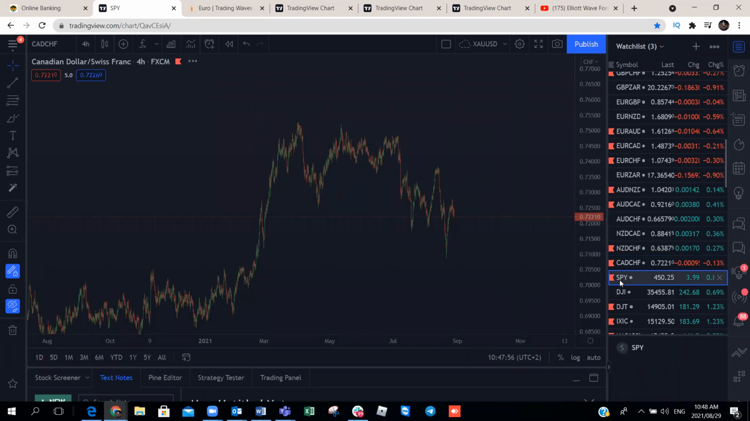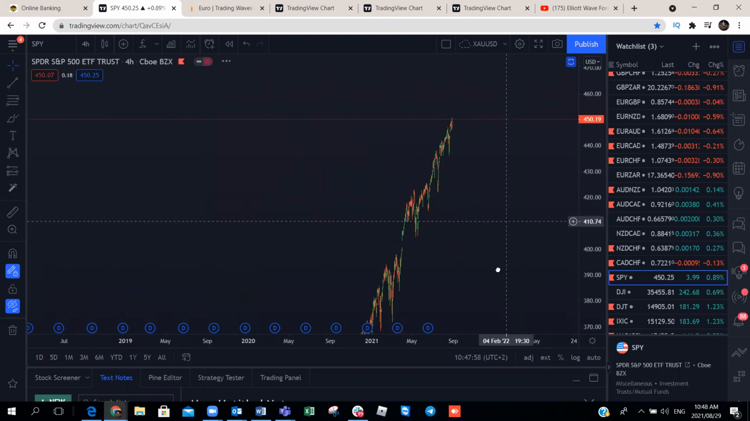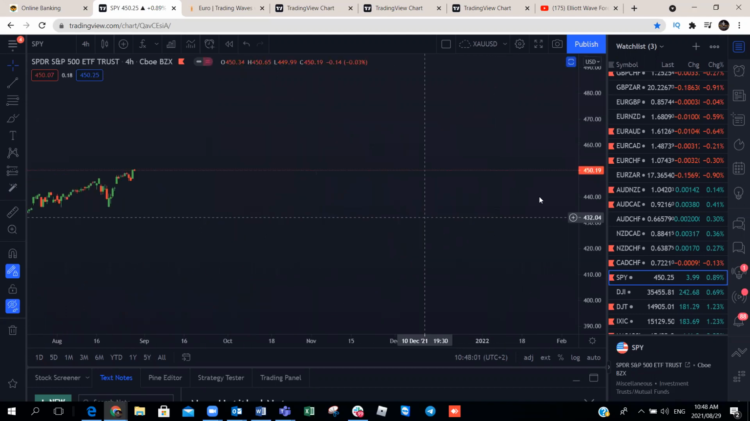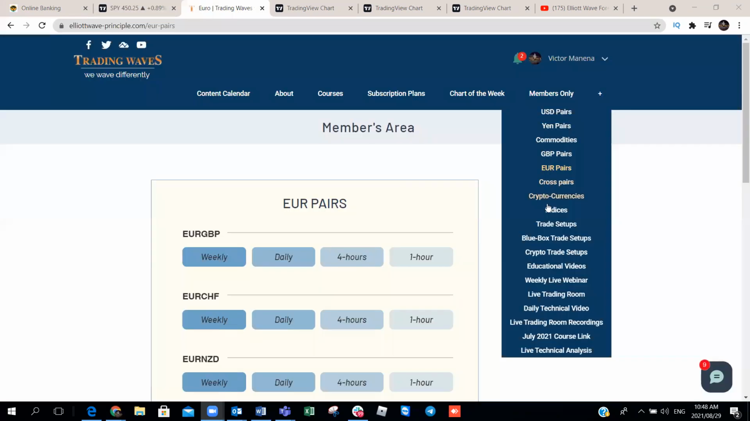Let's have a look at the indices, S&P 500. Now the S&P 500, let's go to the charts here, indices, just to have a look at some of these here. Let's look at the indices.